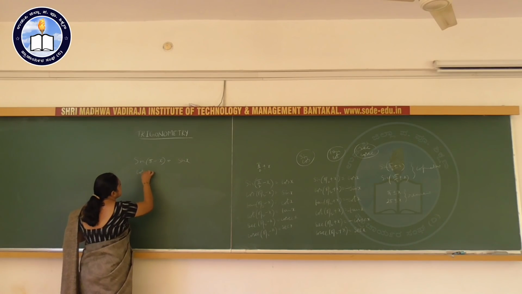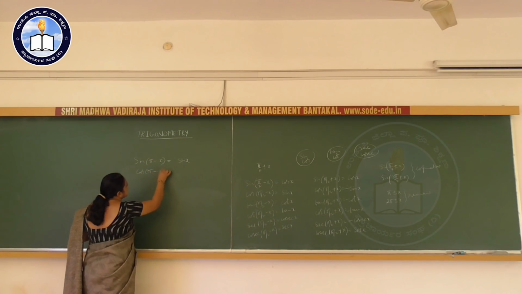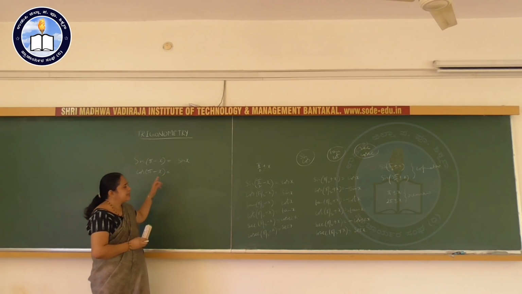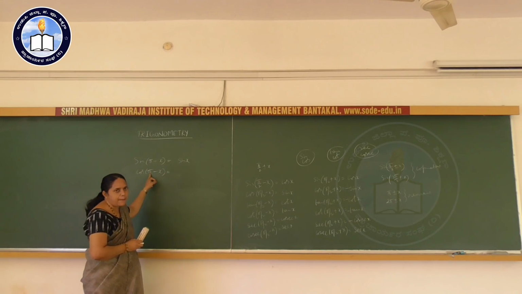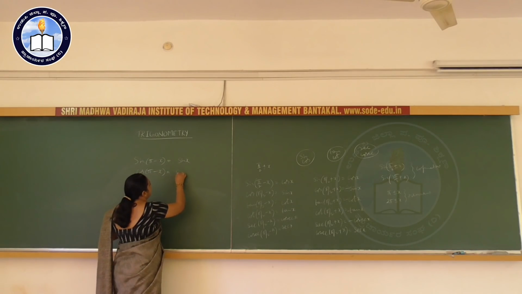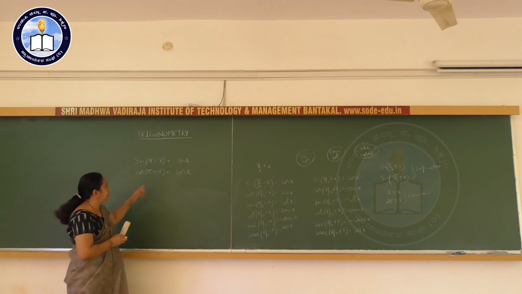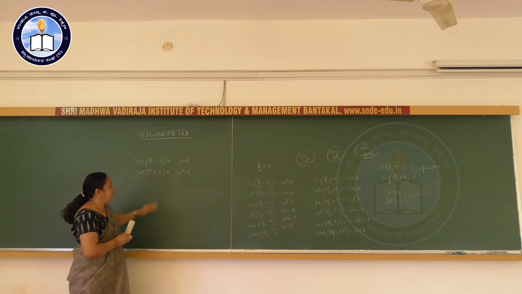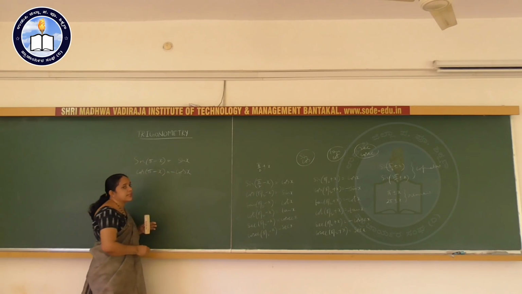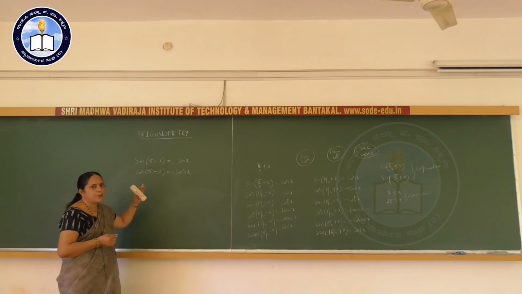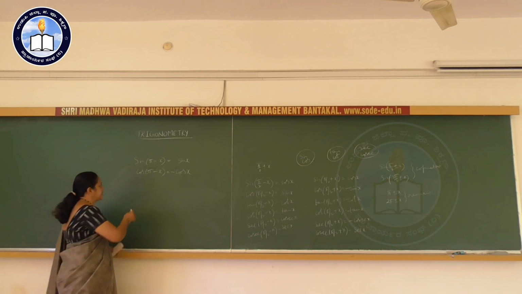What is cos pi minus x? Since this is pi, which is equal to 180 degrees, first write the same trigonometric function cos. Again, it's in the second quadrant. In the second quadrant, cos is negative, so minus cos x.